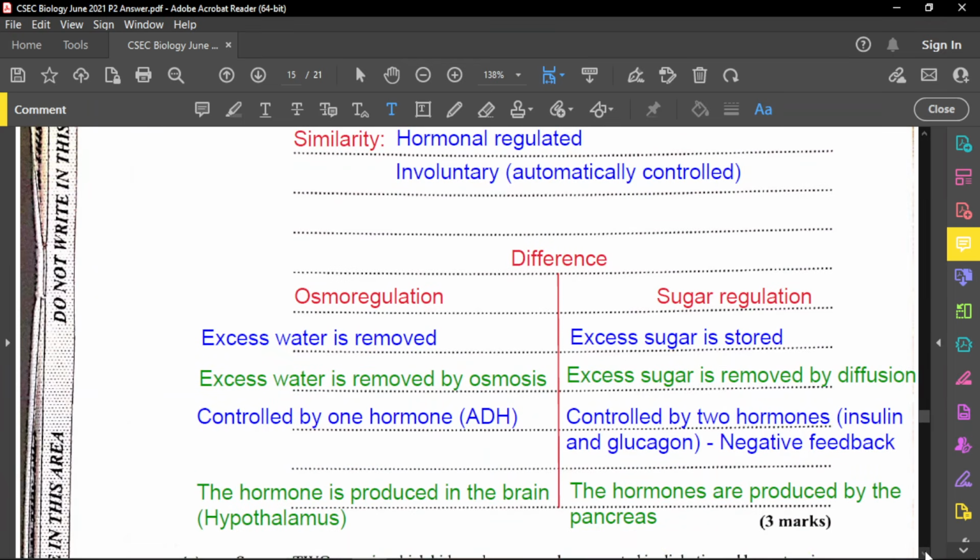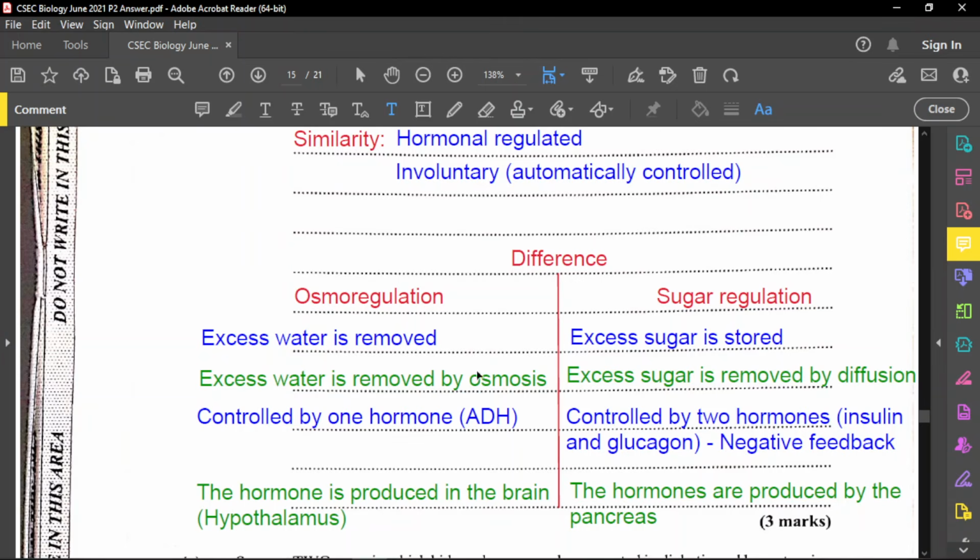You ask for one, however. Now the difference is that in osmoregulation, excess water is removed from the body. However, for a normal person, to control the sugar level, excess glucose is stored, not removed, but stored. And it's stored in the form of glycogen, as you should know. And for osmoregulation, excess water is removed by osmosis from the body, and then it goes into the kidneys to be removed in the form of urine.